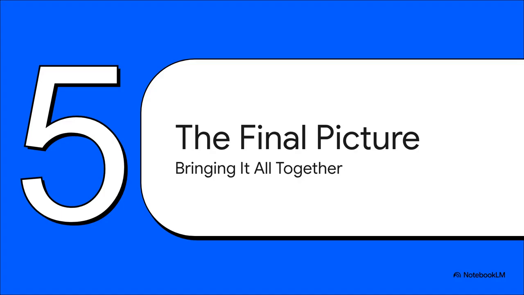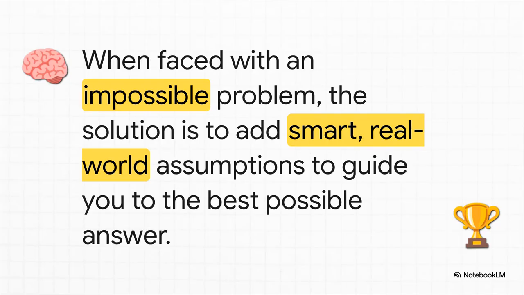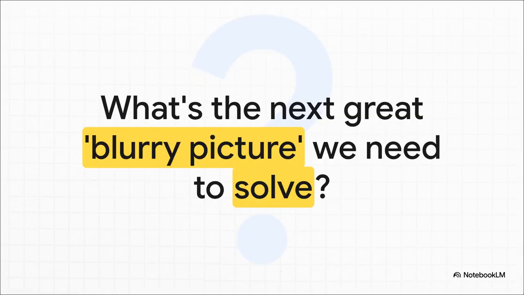Okay, so let's sharpen the focus one last time and bring this whole thing together. The big takeaway here, the most crucial point, is a really powerful strategy for solving problems. When a direct, perfect solution is impossible because of lost information and noise, the way forward is to change the rules. We find the best possible answer by adding smart, real-world constraints that guide us away from absurdity and toward a plausible reality. This way of thinking lets us de-blur images from across the cosmos and from deep inside our own bodies. So it really makes you wonder, what's the next great blurry picture we need to solve?